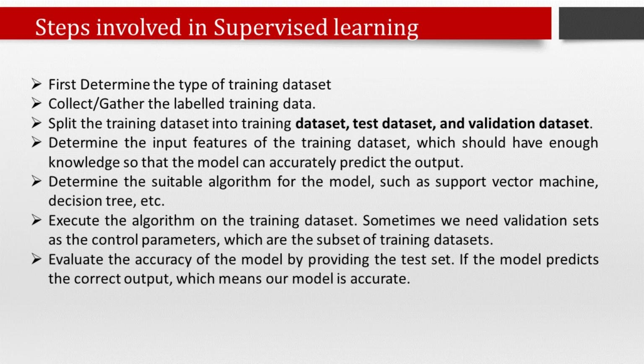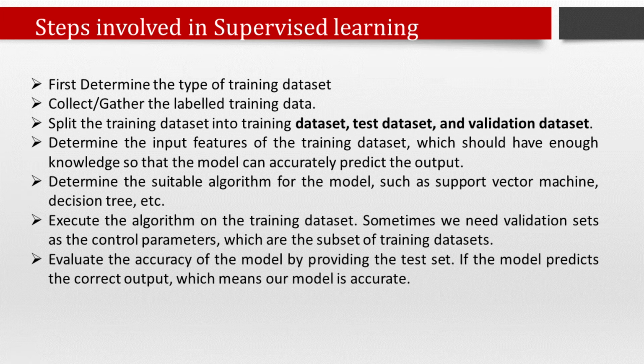First, determine the type of training dataset. Then we have to collect or gather the labeled training data. Then we have to split the dataset into a training dataset, a test dataset, and a validation dataset. Then we have to determine the input features of the training dataset, which should have enough knowledge so that the model can accurately predict the output. Also, determine the suitable algorithm for the model, such as support vector machine, decision tree, and so on.